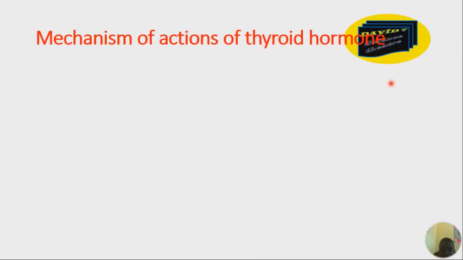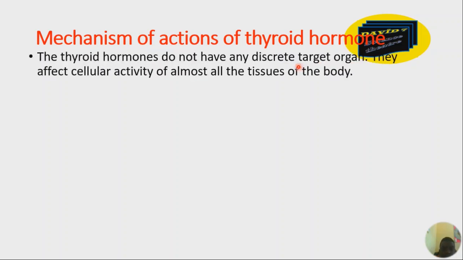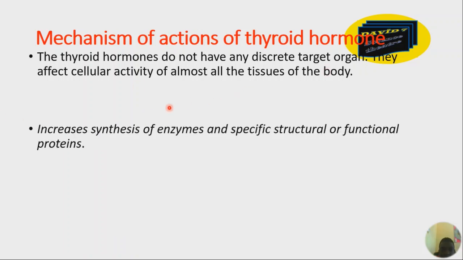Now, the mechanism of action of thyroid hormones. The thyroid hormones do not have any discrete target organ. They affect cell activity of almost all cells of the body. So they increase synthesis of enzymes and specific structural or functional proteins. This is a major point. For this reason, when you have hyperthyroidism, it means more vitamins or coenzymes will be required by the body. So you can go vitamin deficient due to only this.